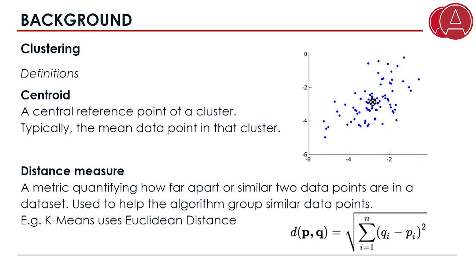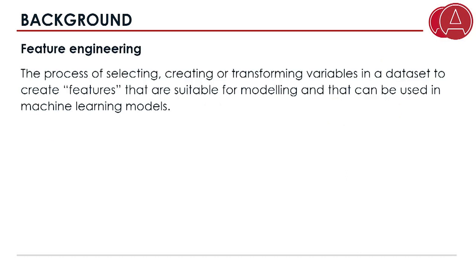And then the distance measure. This is a key metric that is used by the technique to figure out how far certain points are from each other. Okay, so, for example, the k-means algorithm just uses Euclidean distance. For you guys that don't remember what that is, it's just a straight line in dimensional space. Okay, I don't have to go into that in detail.